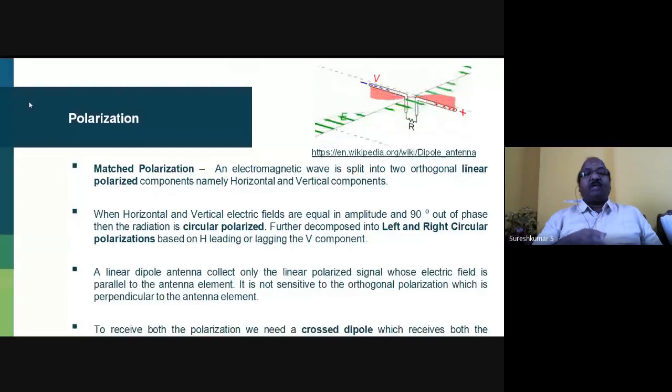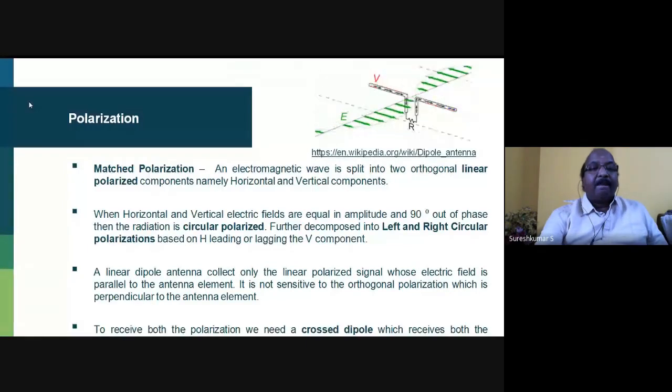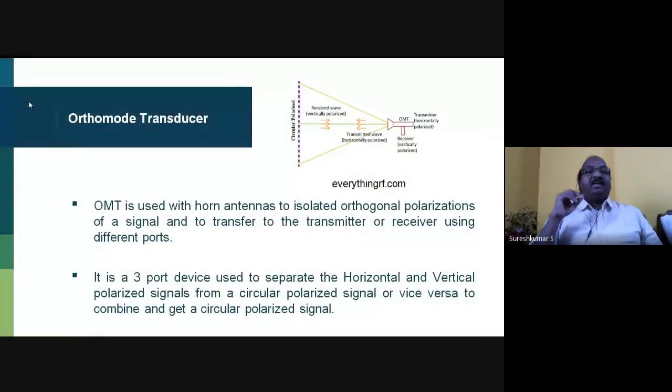Okay, and that is how the cross dipole designs are explored for various applications. You can get simultaneous vertical and horizontal. Then there is another one. Suppose you happen to use a horn antenna. Okay, the incoming signal is circular polarized.